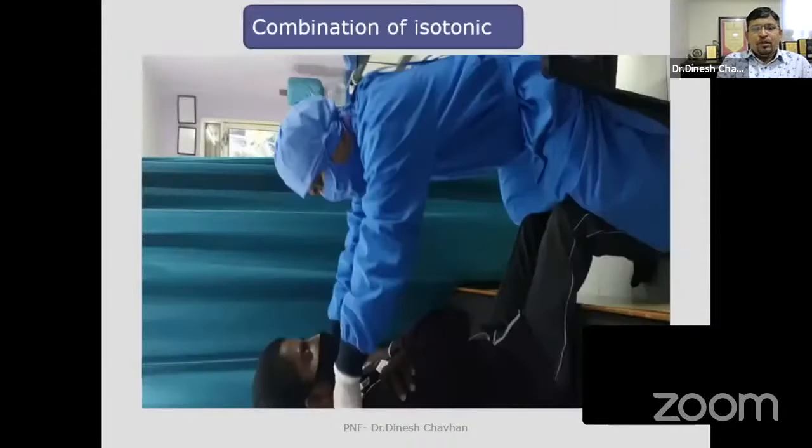Now we'll see how the combination of isotonic is used for the trunk muscle.